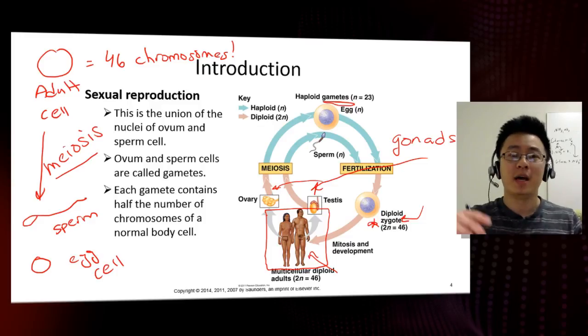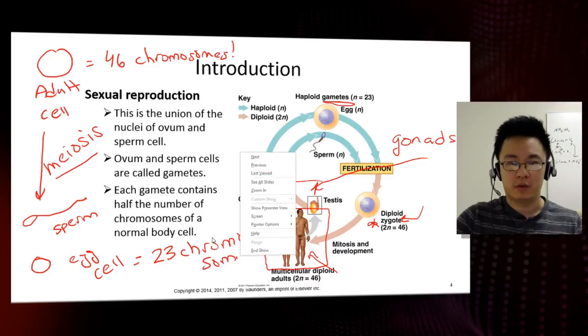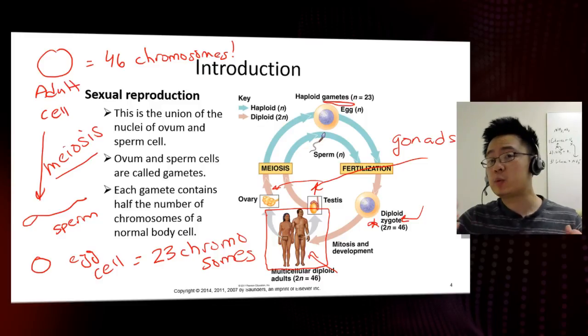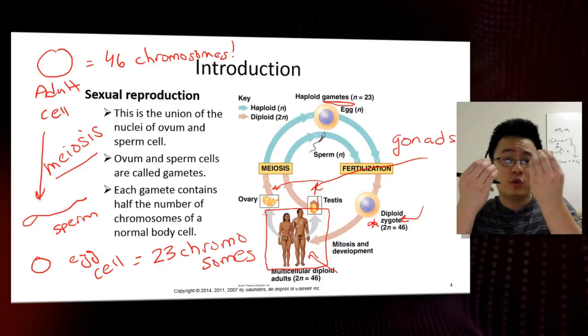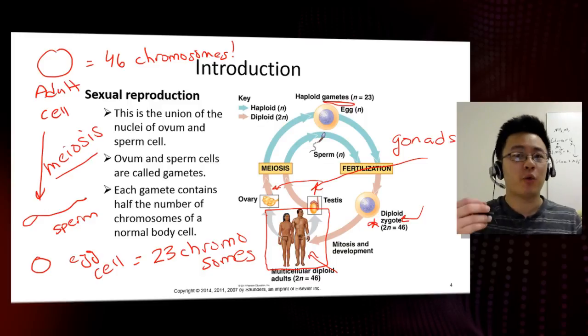That's way too many. So here's the thing. When the adult cell undergoes meiosis, each of these sperm and egg cells contains only 23 chromosomes. That's quite amazing. So when the sperm and egg cell, each having 23, come together, the new embryo, the new organism or zygote, is going to have 46.